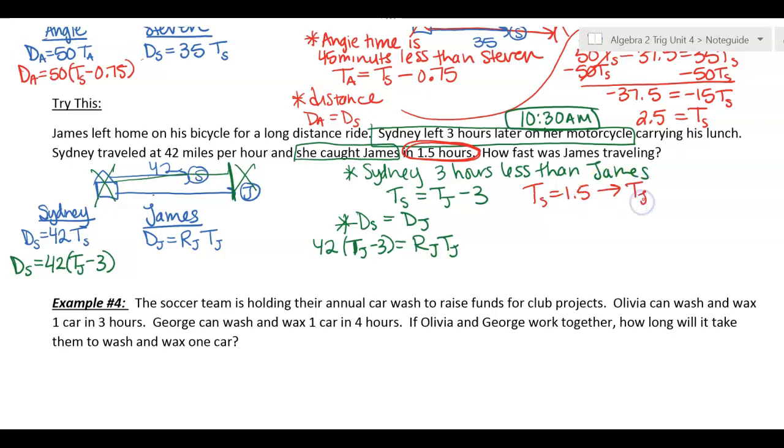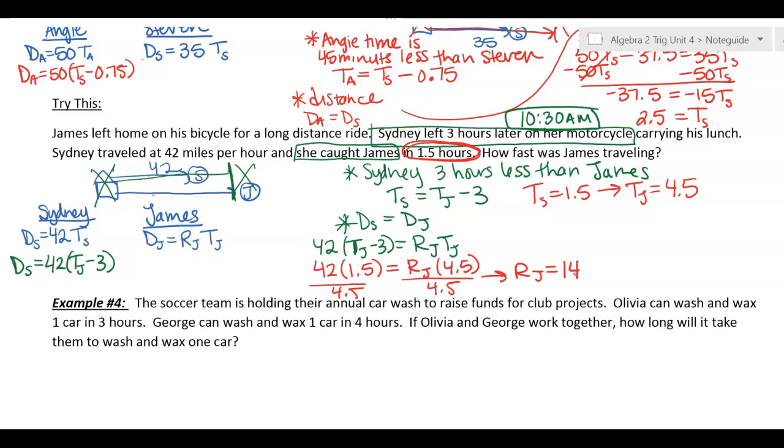That's the same as saying that James spent 4.5 hours on the road because she was 3 hours less than him. So we know that we can plug in 4.5 for James's time and have something like this, which means we're able to solve for James's rate by dividing both sides by 4.5. So I am going to go ahead and do 42 times 1.5 and then divide that by 4.5. And so I get 14. So I get that James's rate is 14, and that would be miles per hour.